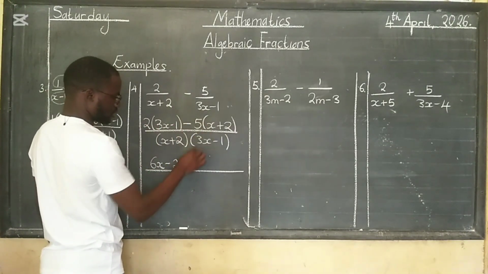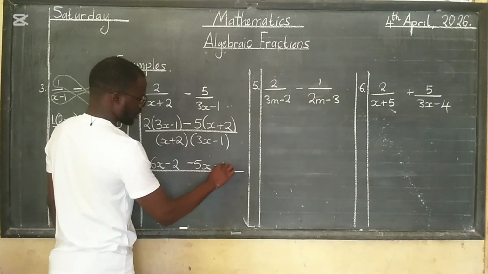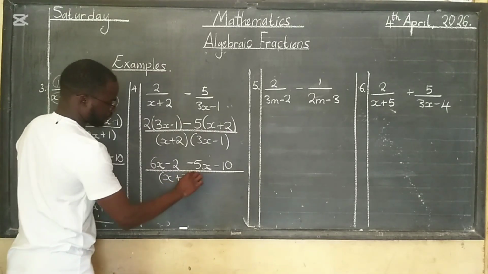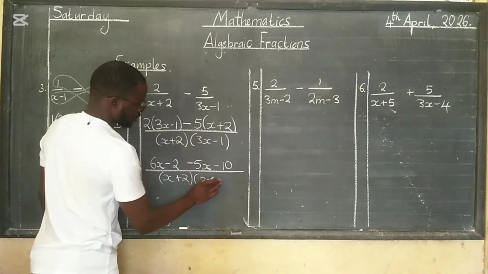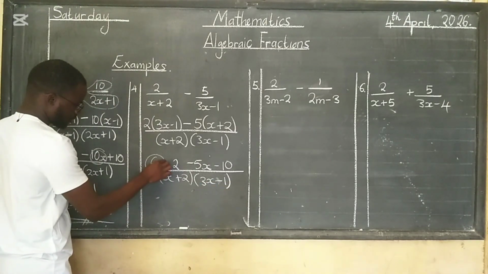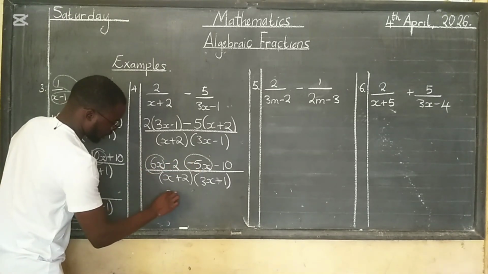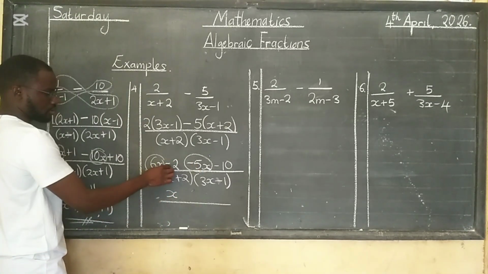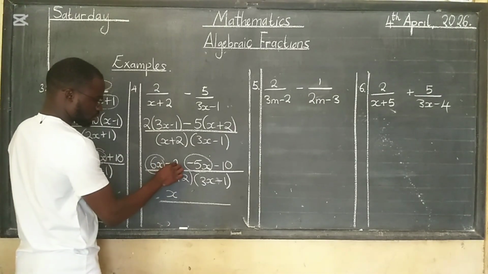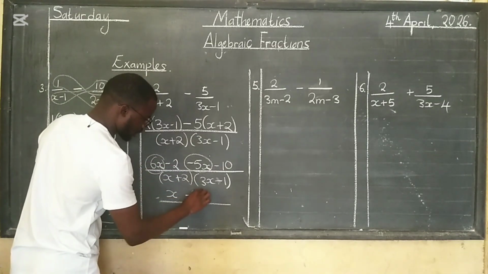Then here, this times this is going to be minus 5x. This times this is going to be minus 10. At the bottom, x plus 2, 3x minus 1. So here, the like terms, this part, and this part. So this and this, I'm subtracting, so I'll get x, because it's 6x minus 5x. 6 apples minus 5 apples. Then minus 2 minus 10 is like I'm adding, but in the negative direction, so this would be minus 12.